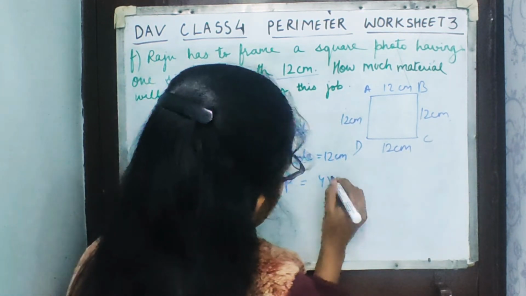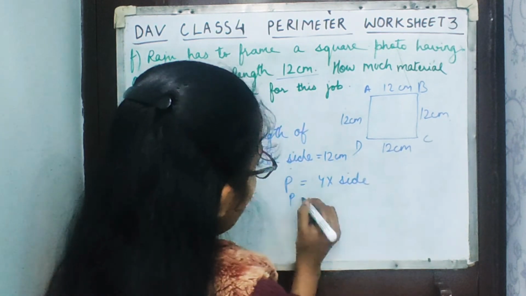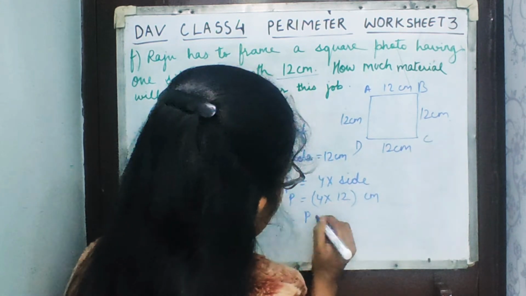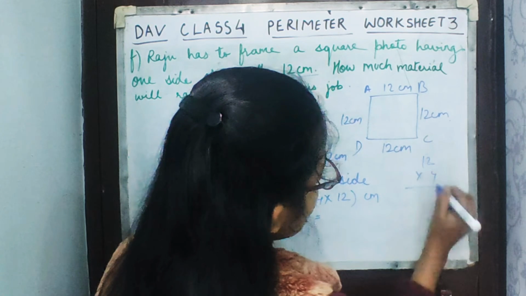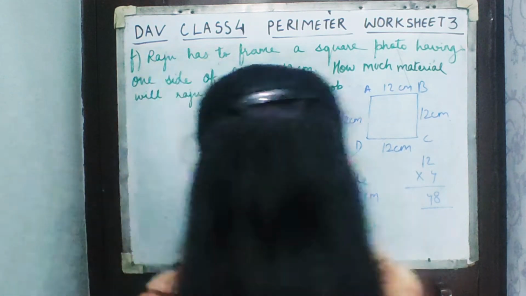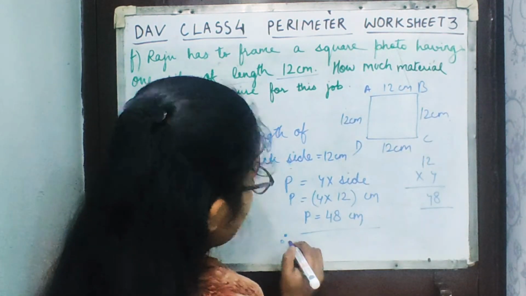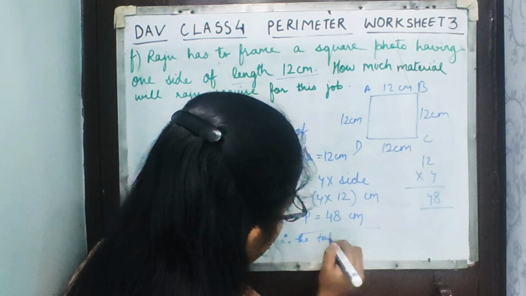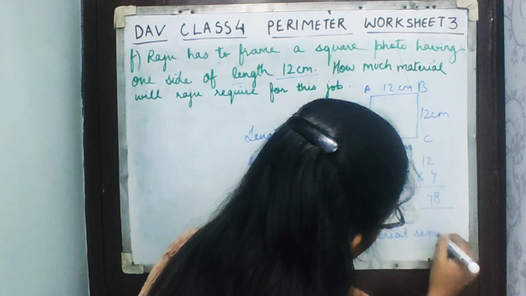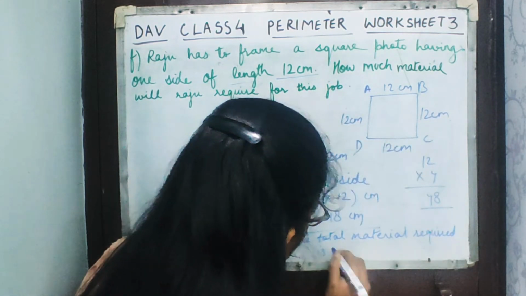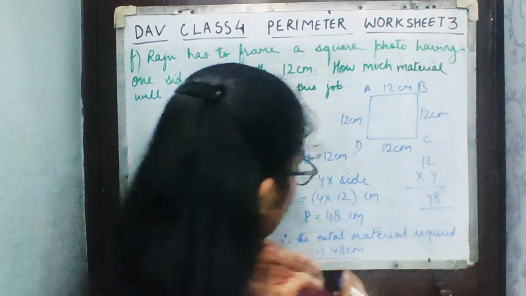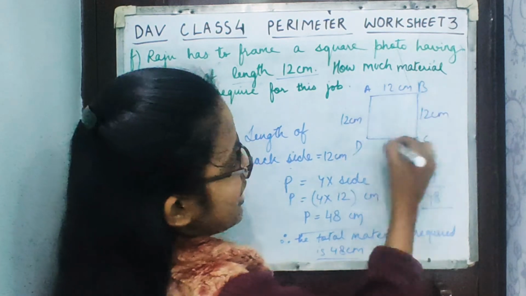So perimeter is equal to 4 into side, the formula. Then perimeter is equal to 4 into 12 centimeters. So perimeter is 4 2s are 8, 4 1s are 4, 48 centimeters. So this is the perimeter. So in the last, what can we write? Therefore, the total material required is 48 centimeters. That means Raju has to take a total material of 48 centimeter to frame this photo.